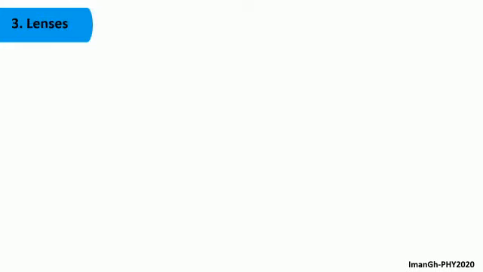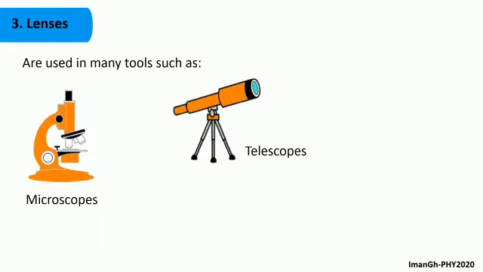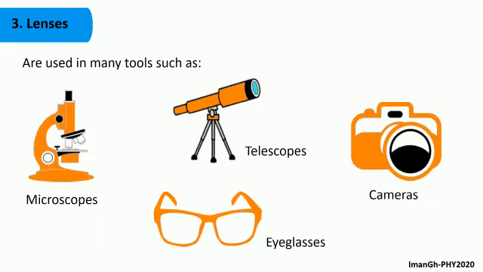Let's start with the next part of the lesson. Of course, you've heard the term lens before. But where do we find lenses? Well, you're actually right. Lenses are found in microscopes, telescopes, cameras, eyeglasses, and many other tools.